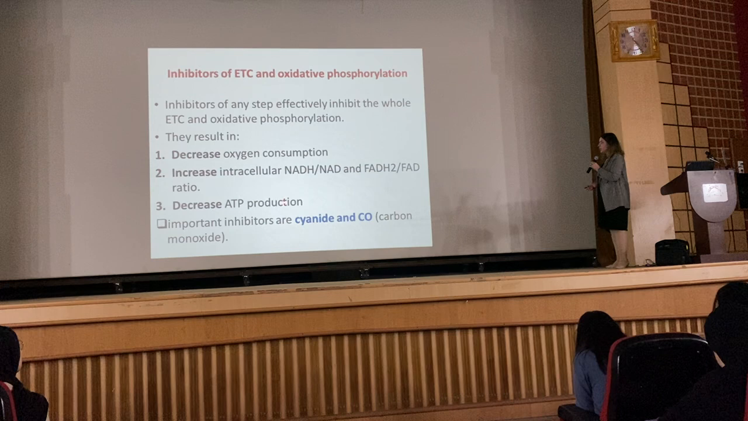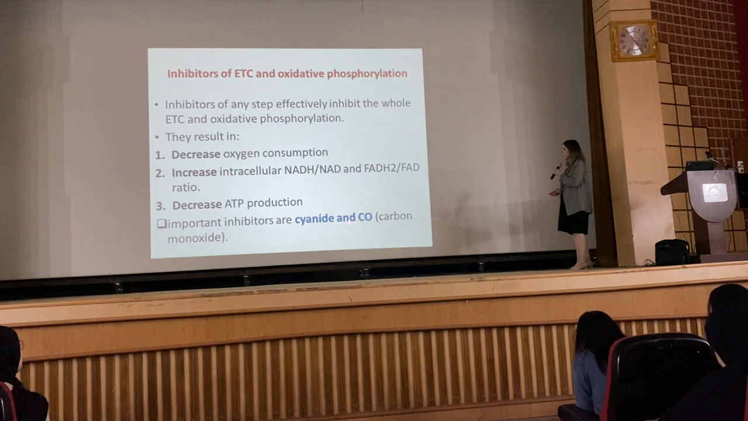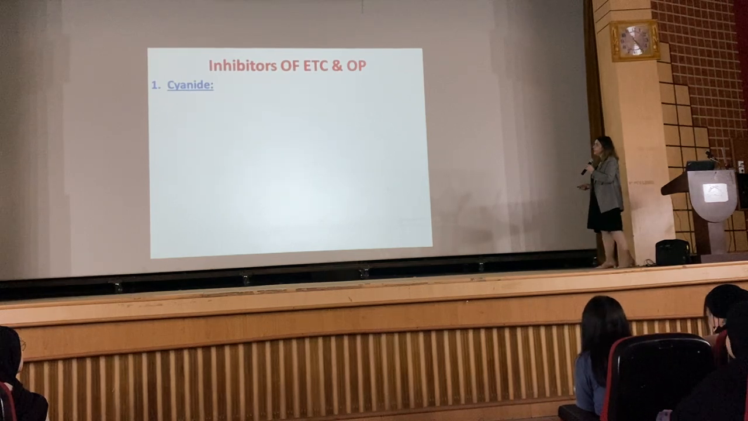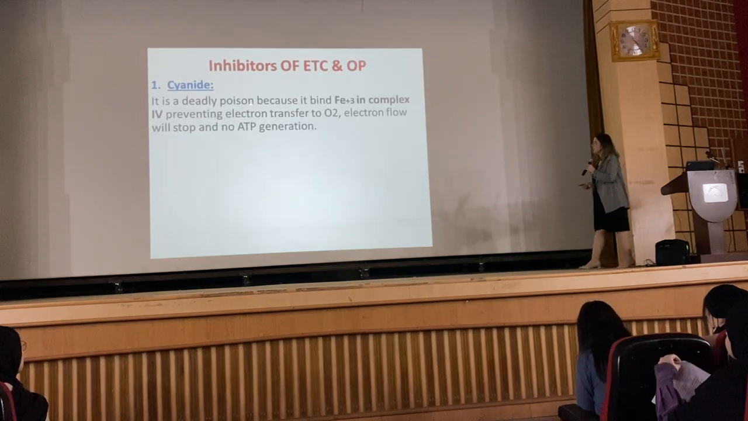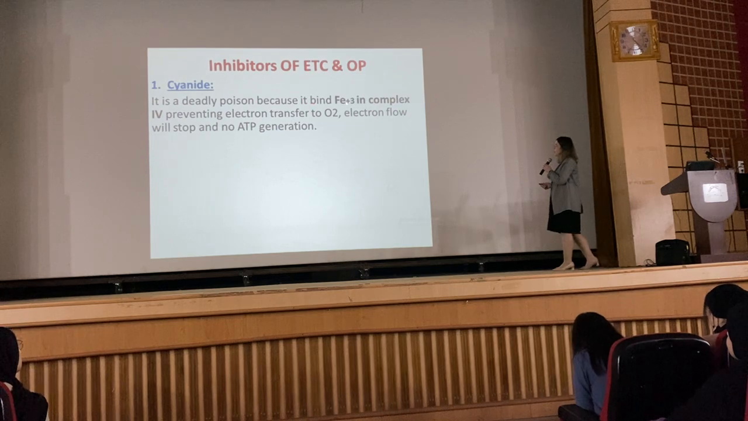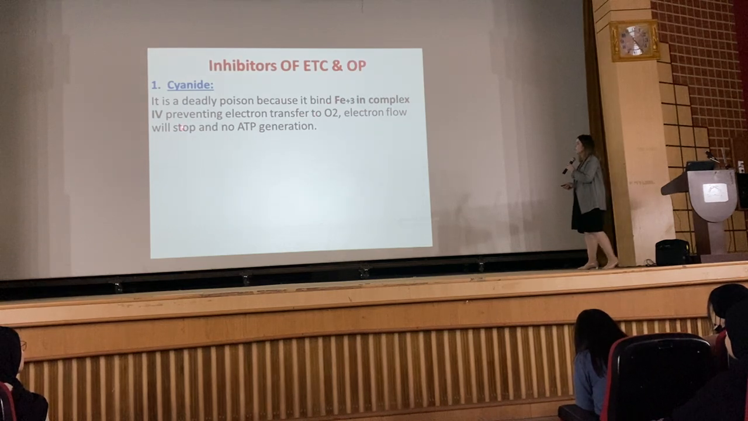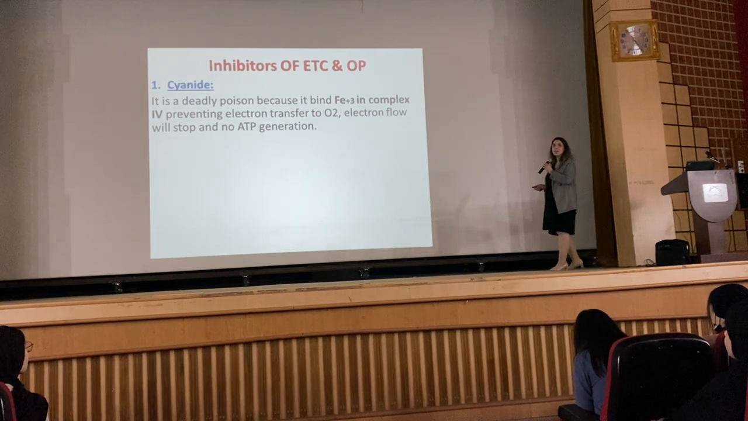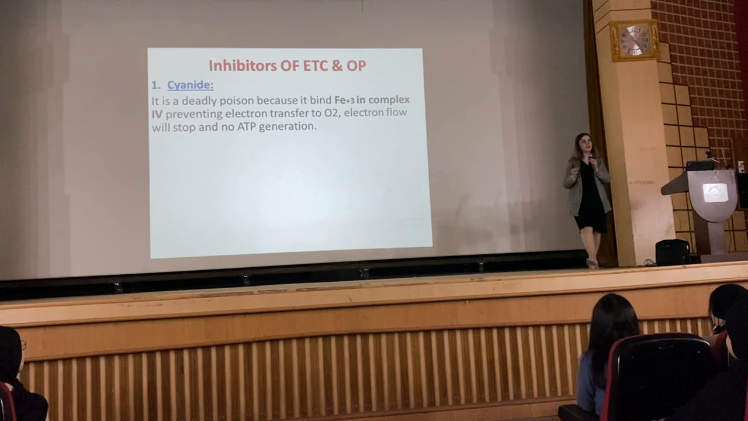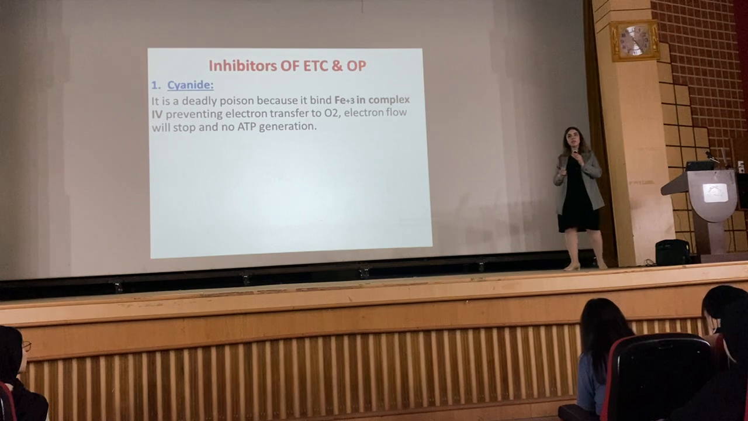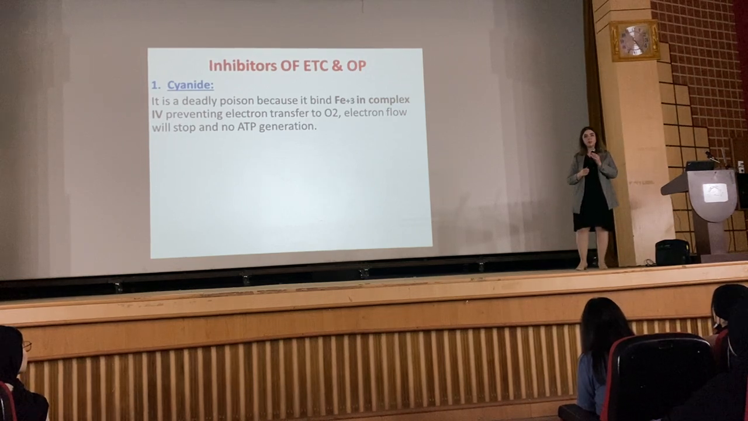What are the important inhibitors? As we talked about, cyanide and carbon monoxide. Cyanide is a deadly poison. Why? Because it binds Fe3+ in complex 4, preventing electron transfer to oxygen. So electron flow will stop and there will be no ATP generation. Cyanide is a deadly poison because it binds Fe3+ in which complex? Complex 4.